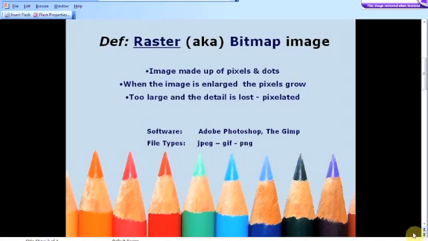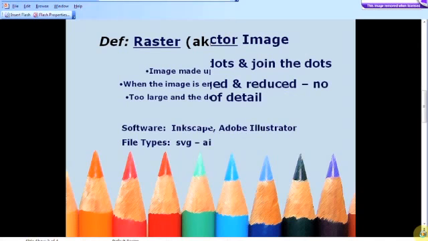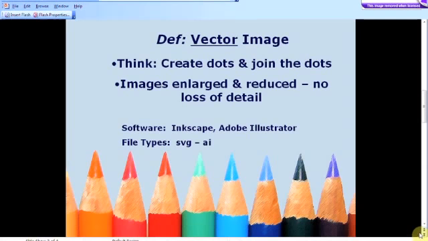So let's have a look at the definition and characteristics of a vector image. Well, think about creating dots and then joining the dots, and you won't go far wrong. In fact, a vector image is a mathematical equation, and these images can be enlarged and reduced with no loss of detail at all. And vector images also tend to take up less disk space than a raster image. Examples of vector software are Inkscape and Adobe Illustrator, and file types are SVG and AI.